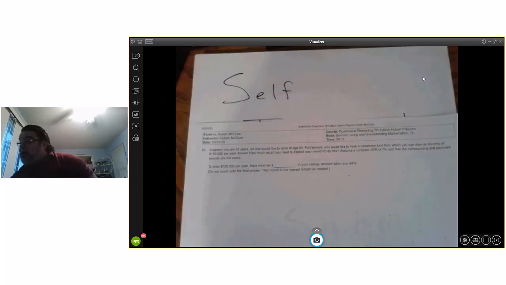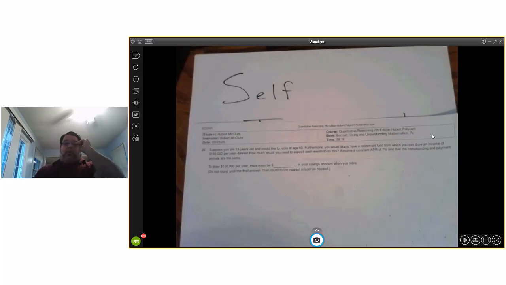Furthermore, you would like to have a retirement fund from which you can draw an income of $150,000 per year forever. Now that's where you have to go in and divide by the 0.07, and compounding and payment periods are the same.